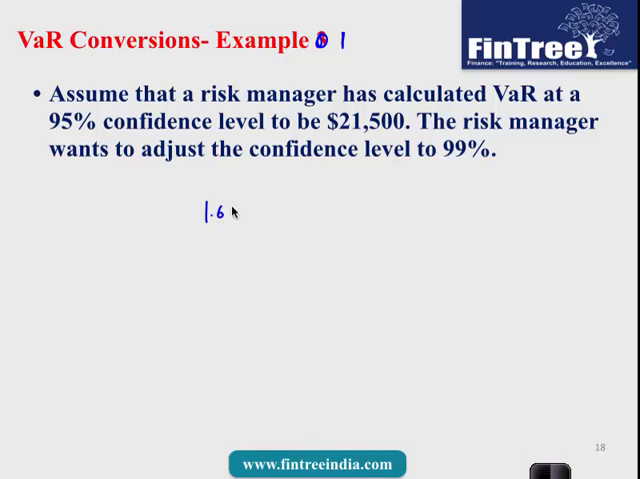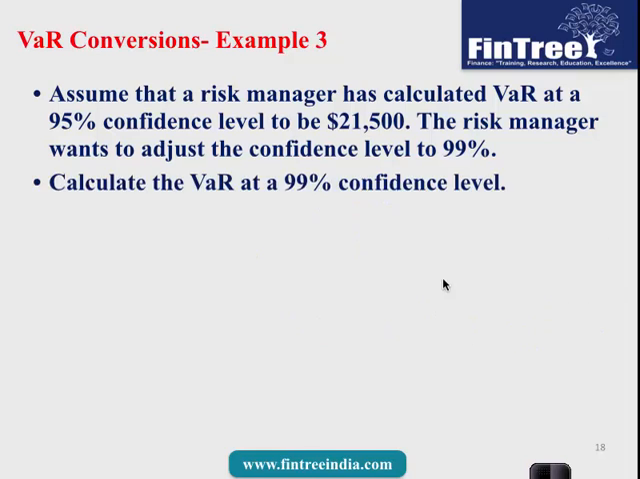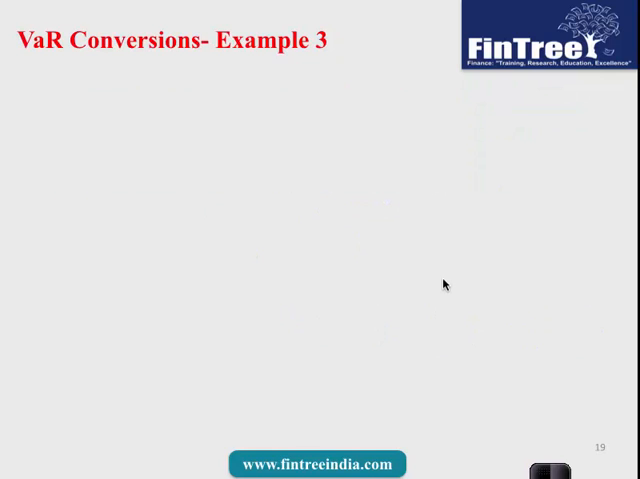So now you would say 1.65 is 21,500. So 2.33 would be how much? 21,500 into 2.33 divided by 1.65. How much? 3036.0. Easy. So I have one more example, but we can skip that.